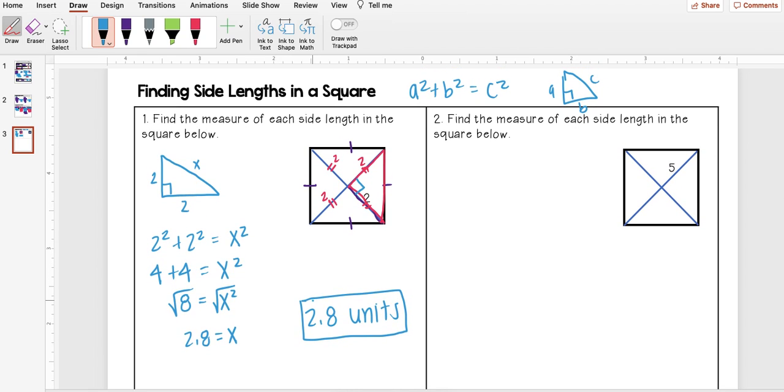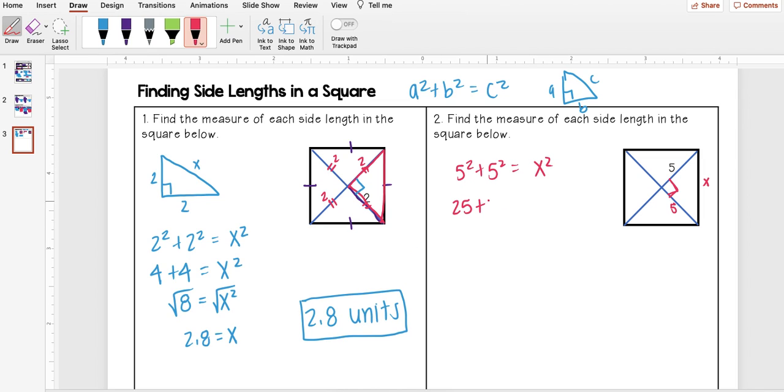Okay, let's try that again. So I have this time that each one is 5. So I'm going to go ahead and just use that same triangle here. I want to find my side length, and I know that all the side lengths are equal to each other. So now I have 5 squared plus 5 squared is equal to x squared.